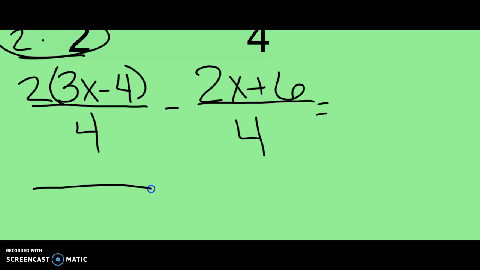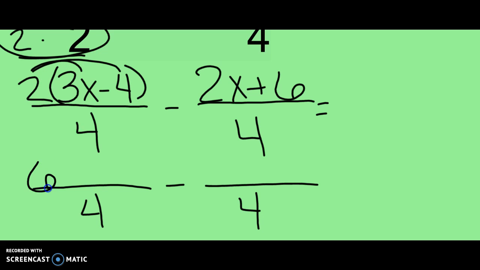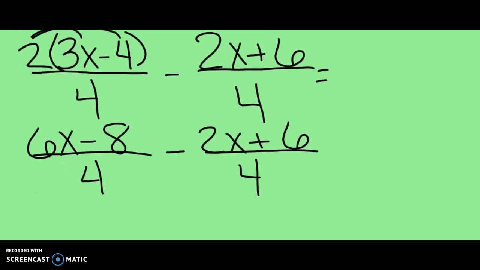Okay, so I'm going to just do each part. You can skip some of these steps and put them together better, faster. All right, let's go ahead and distribute 6x minus 8. And then 2x plus 6 is going to be in the second one. Now let's combine our like terms. So we've got 6x minus 2x. So remember, you're subtracting here. 6x minus 2x is going to be 4x.